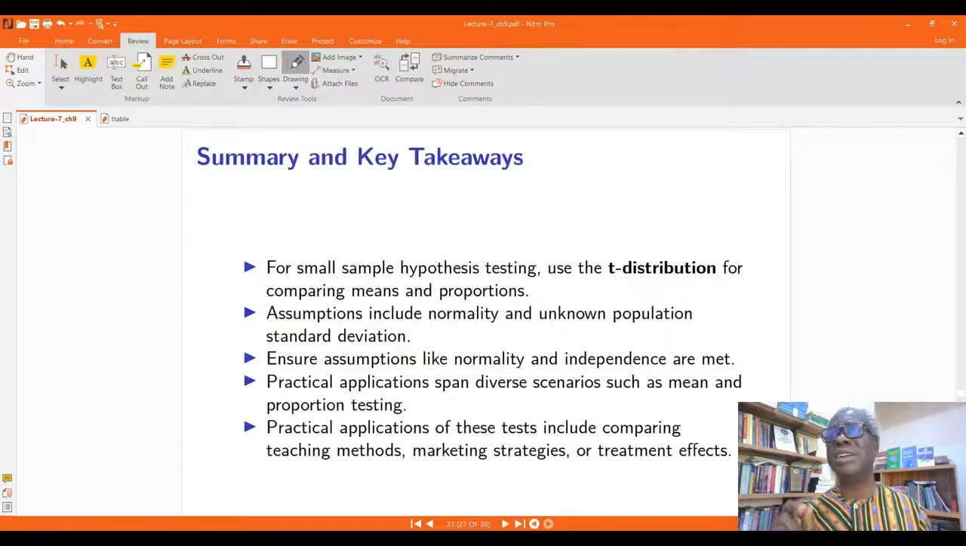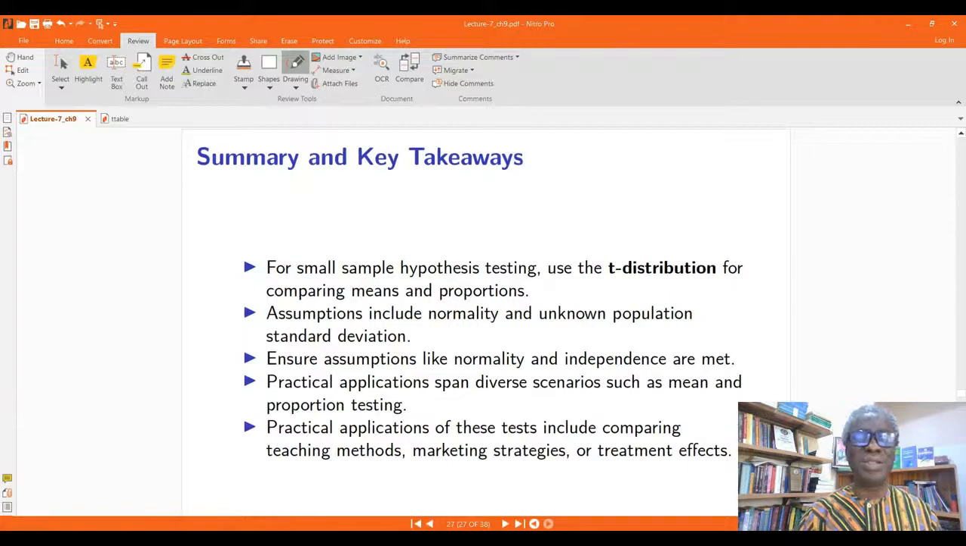Independence guarantees randomness of the sample that we are drawing. When you are selecting your sample, don't be biased. You have to use random sampling methods. Whether it is the standard normal Z test or the t test, you must always ensure that your samples are drawn in a random manner, not in a biased manner.